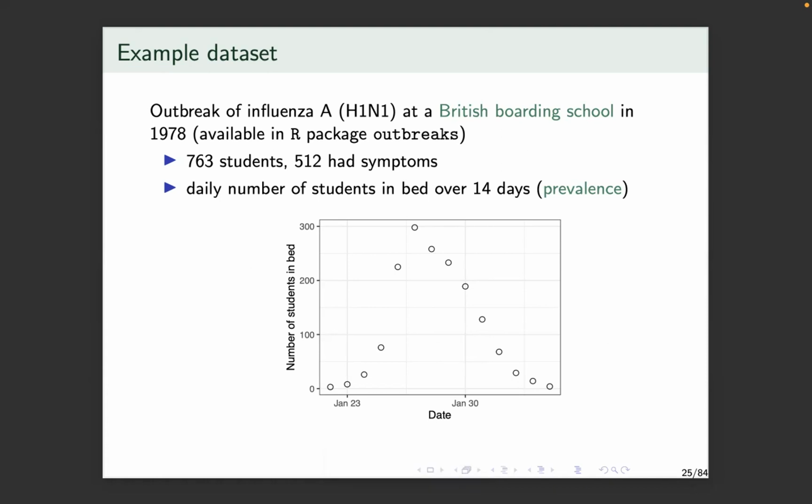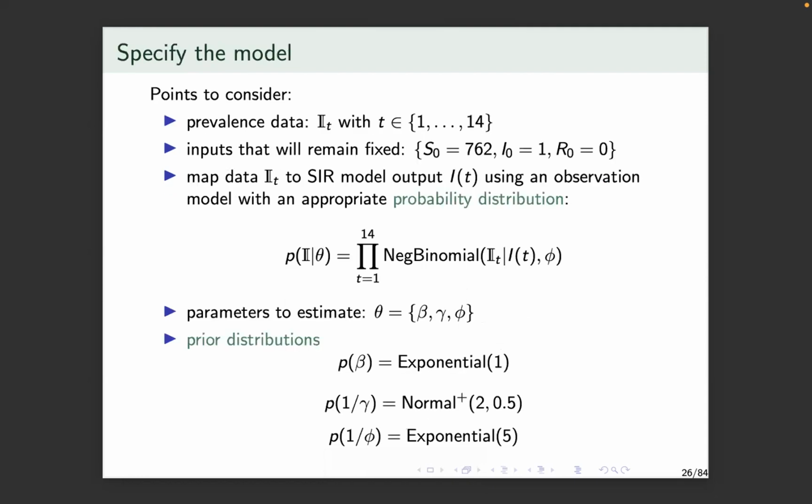And this data represents prevalence. So on each day, we have access to the number of infected individuals. And so now we begin to think, how do we formulate this model in Stan? What are the inputs? So again, we have prevalence data, and also we have fixed parameters. We also know that the outbreak started with one infected individual. That's why our initial datum is I0 equals 1. Then recovered, we have 0 people because no one has been ill yet. And the rest of the population is susceptible.